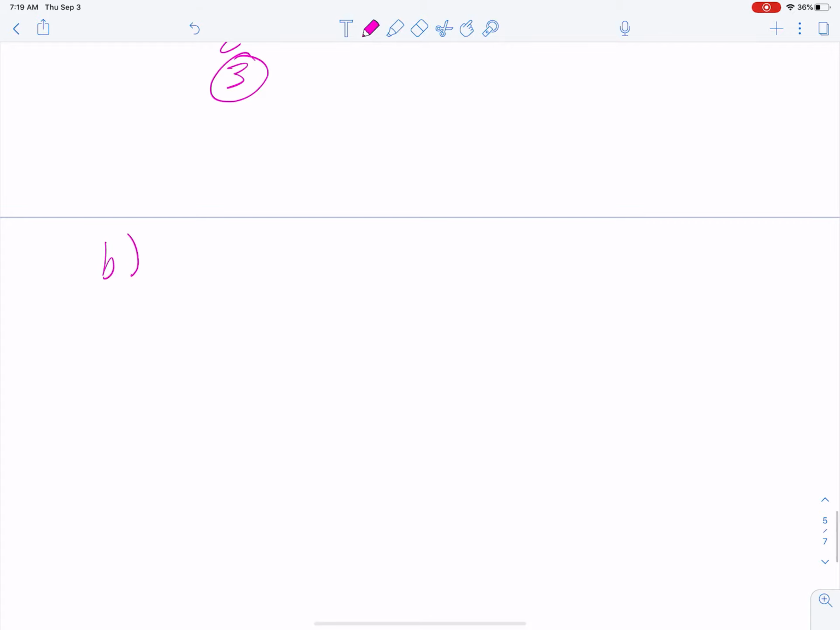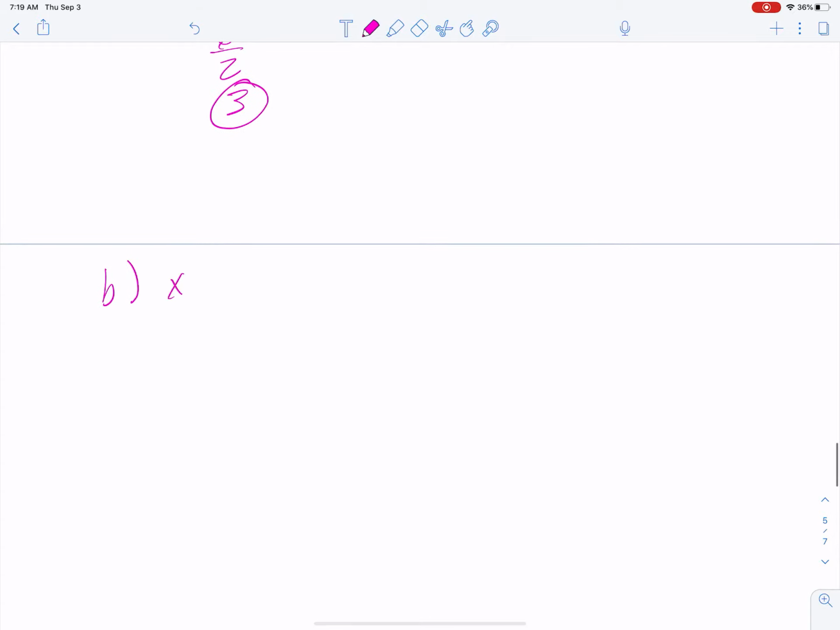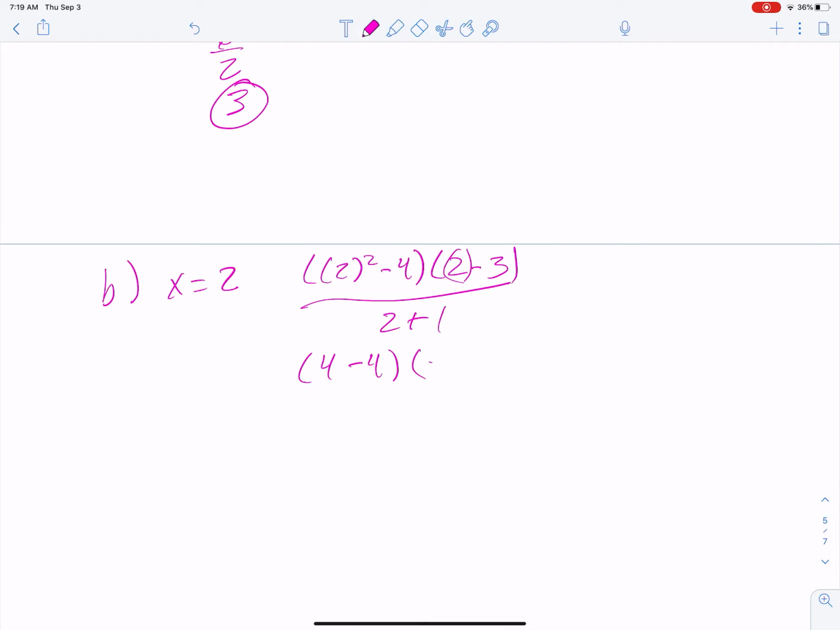For part B, x equals 2. So I've got 2 squared minus 4, 2 minus 3, and 2 plus 1. 2 squared is 4. 2 minus 3 is negative 1.